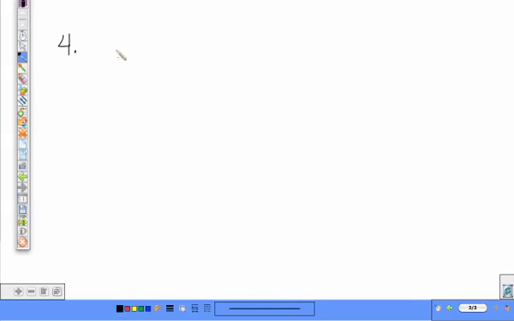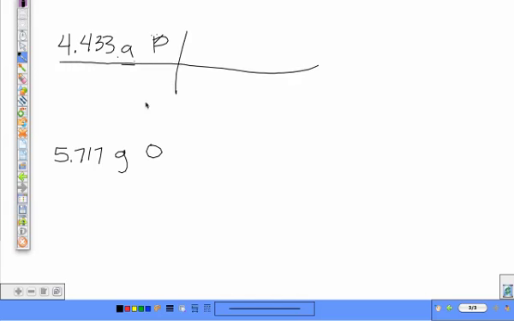4.433. Okay. And then how much oxygen is there? Yep, because we only have two elements, and the total is 10.15. So how many grams of oxygen? 5.77. Okay, what's our next step? Now we have grams. Because we have a 10.15 gram sample, and we know it's made up of only phosphorus and oxygen, and we know how much phosphorus there is, so whatever's left is oxygen.